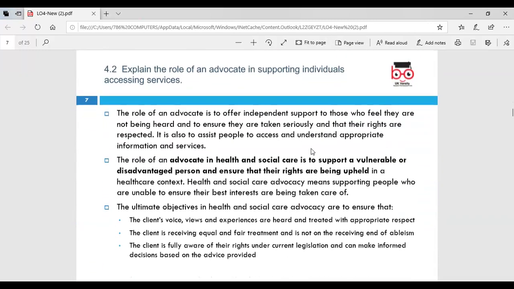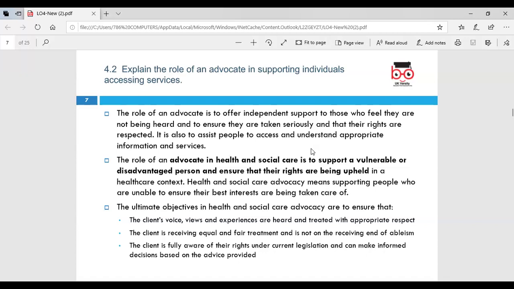So what's the role of an advocate? It's to offer independent support to people who feel that they are not being heard. So they are advocating for them, and they're ensuring that they've been taken seriously and their rights are respected.